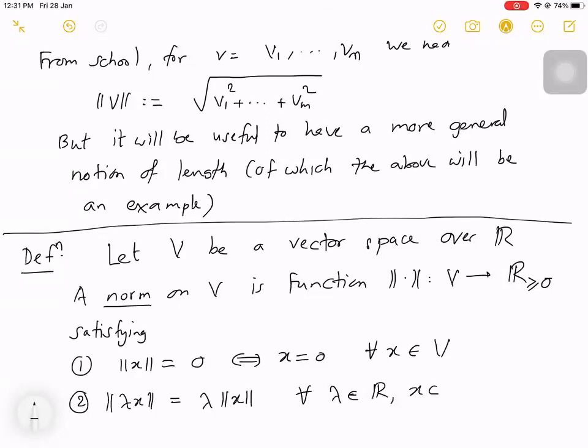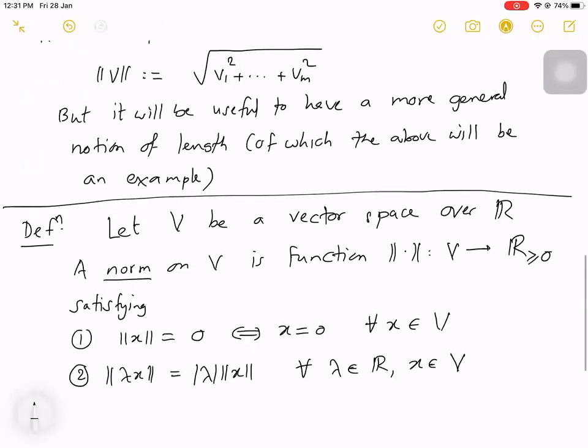I think we need magnitude of lambda. Right. So lambda could be a negative number. So of course, if I scale a vector by -2, I want its length to be multiplied by 2. So I have to put an absolute value here. And of course, this absolute value is the usual real absolute value.